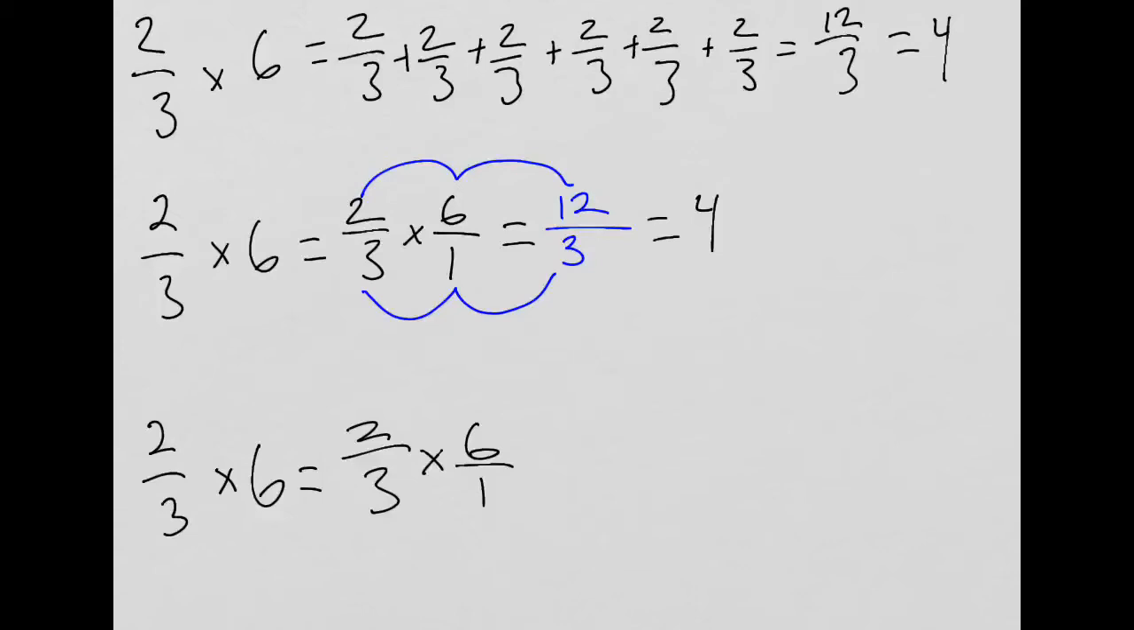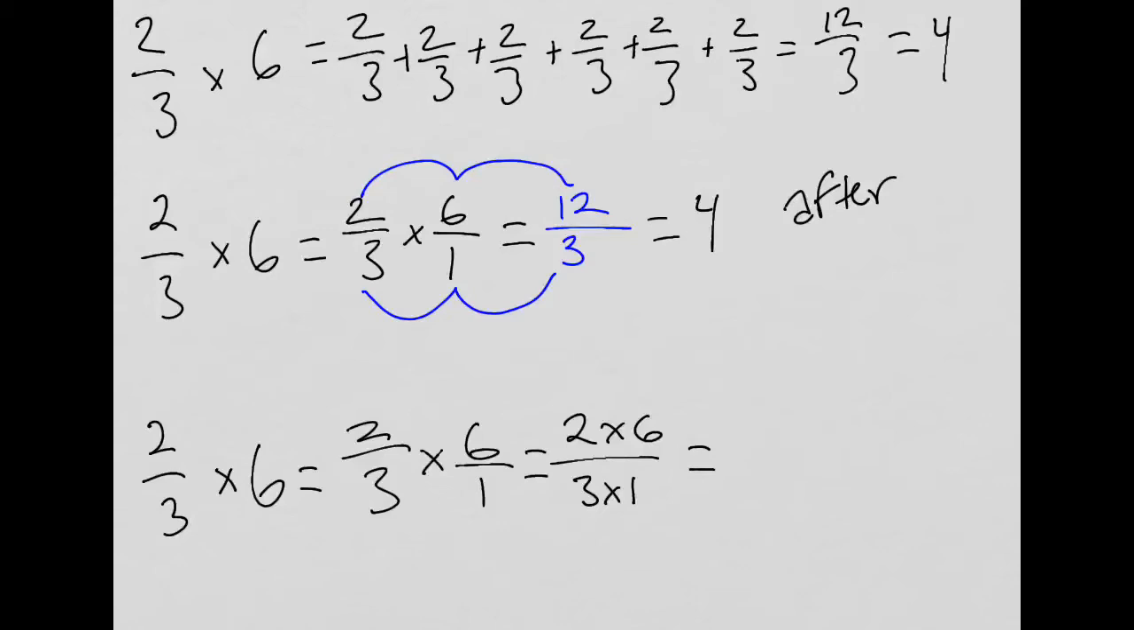Now, we could skip that step and do the reducing before we multiply. This way, we simplified after we multiplied. Now I'm going to simplify before we multiply. And the way we do that is we look to see, if I was going to multiply this together, I would get 2 times 6 over 3 times 1. Well, before I even multiply, I can see a factor that goes into a number in my numerator that also goes into a number in my denominator, and that's 3.